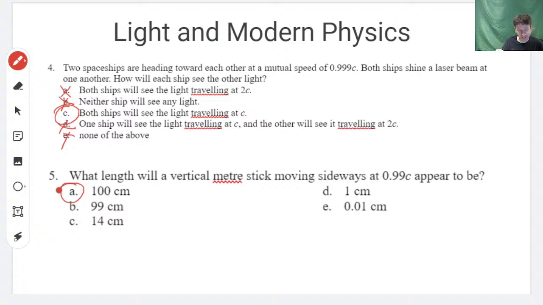I could change the question and say, what length will a vertical meter stick moving upwards at 0.99 c appear to be? And that would be a mathematical question. Okay?